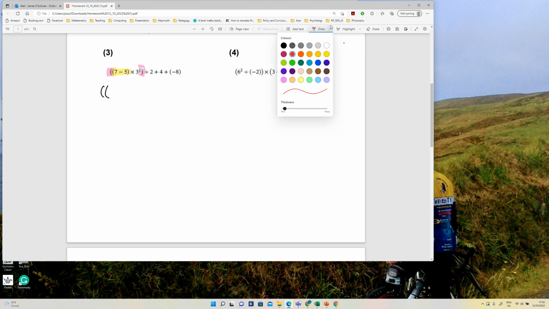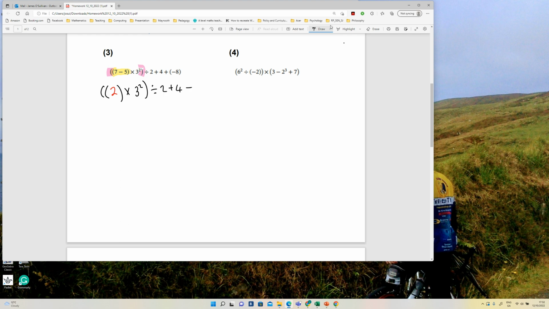So we're going to literally execute the 7 minus 5, or compute it if you want to call it that, which basically means we're going to have a 2 here. Okay, 7 minus 5 is 2. Put the bracket back in. So there's still a set of brackets there. Now put your 3 squared back, divided by 2 plus 4 plus a minus 8.